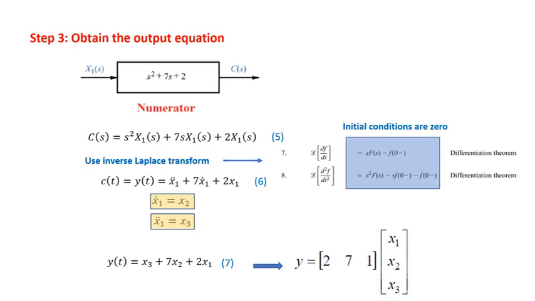From the previous slide, we know that x1 dot is x2 and x1 double dot is x3. So we can rewrite equation 6 into equation 7. Finally, convert equation 7 into matrix form to obtain the output equation.